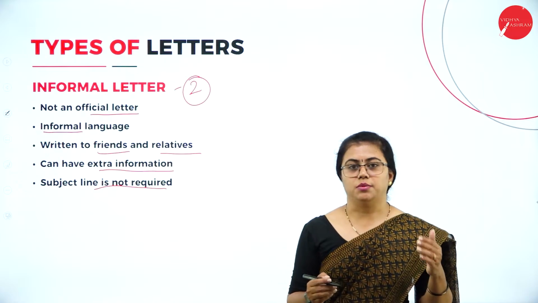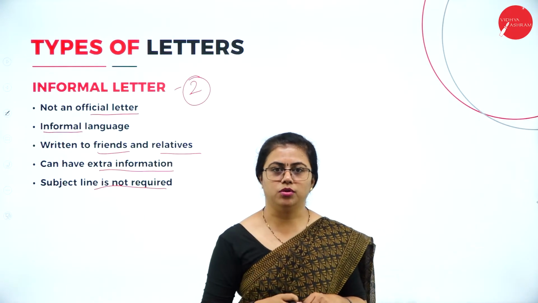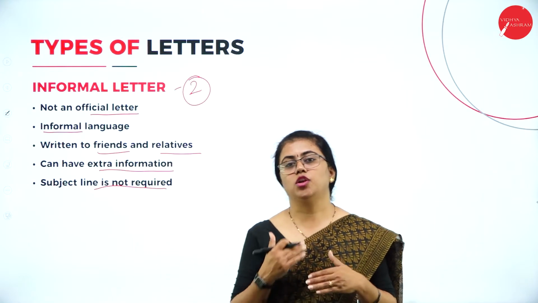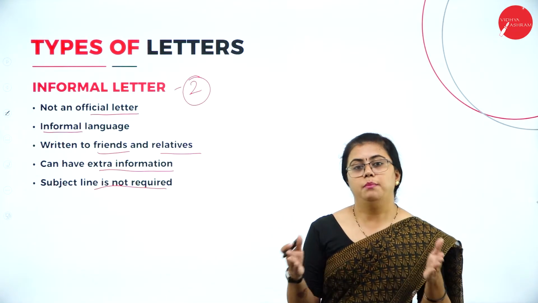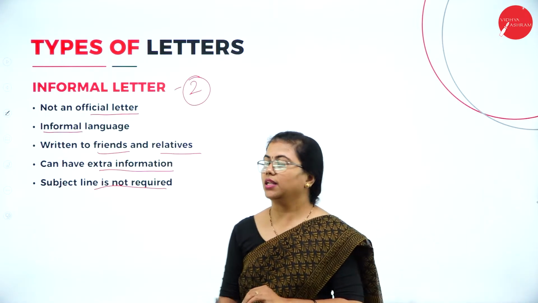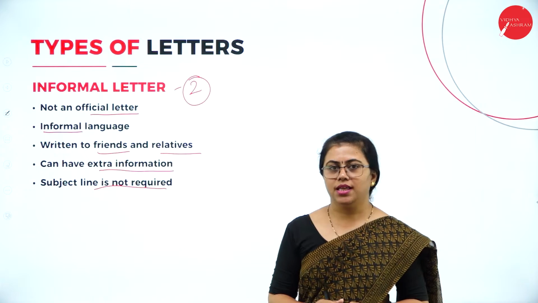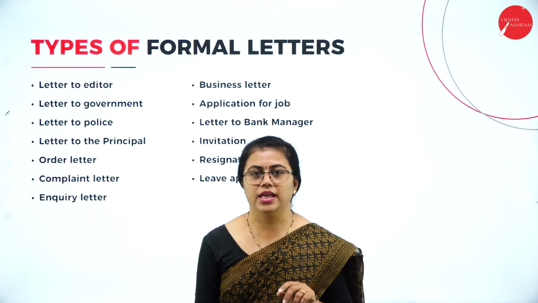In an official letter, a subject line is required in order to convey to the official what you are writing about. Whereas here, since it has a lot of details and you are writing it to your friends or relatives, there may be many issues, many facts that you will include there. So that's the reason no subject line is required. So these were the two different types of letters you see in letter writing.